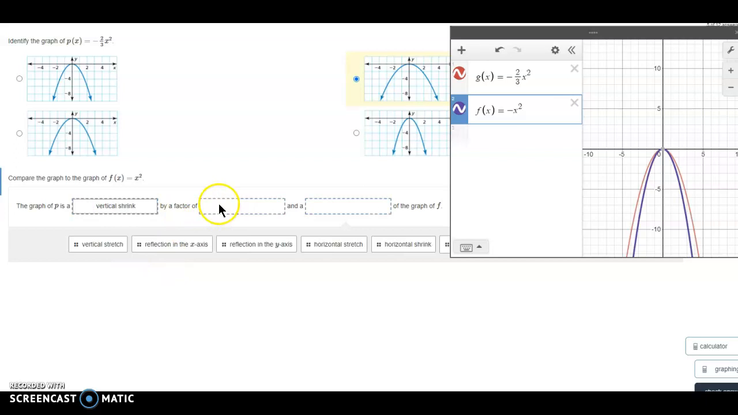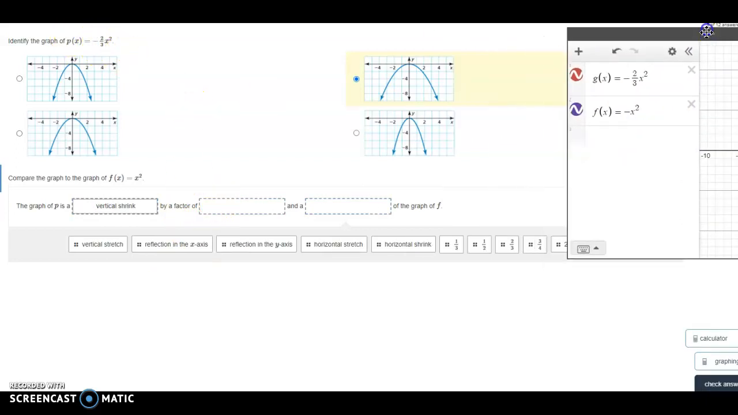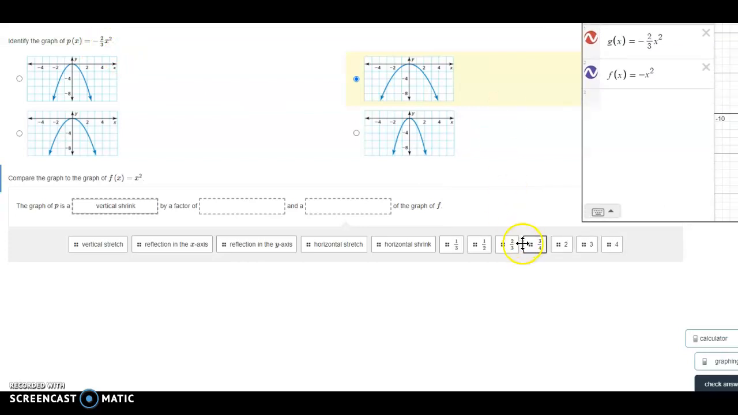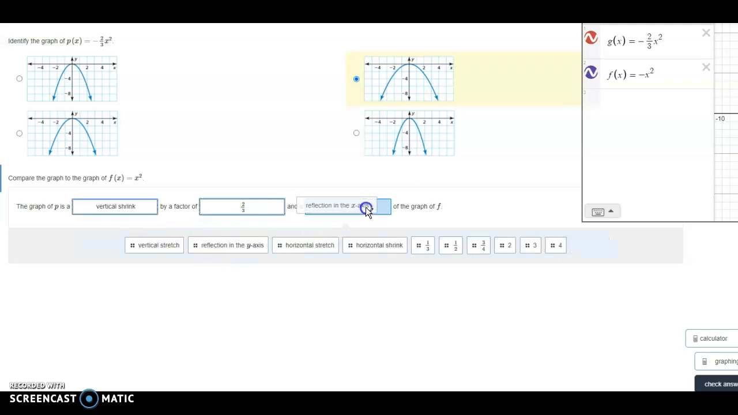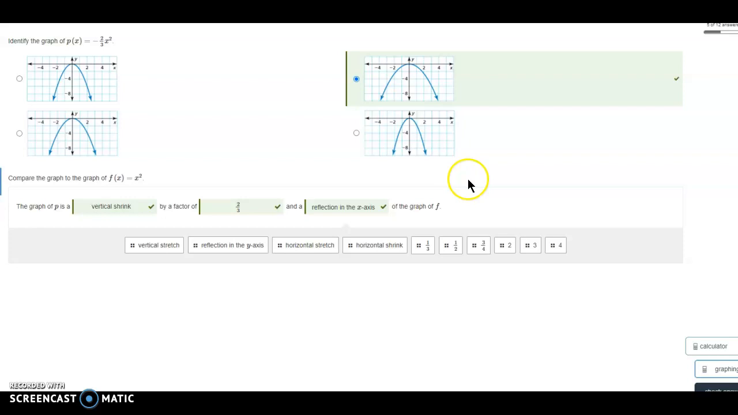By a factor of, well, it's the number in front, so 2/3. Let me move this out of the way a little bit. So it's by a factor of 2/3. It's not negative 2/3 because the negative flipped it down. The 2/3 is the thing that made it a vertical shrink. Now the negative, I just said flipped it down, but we don't call it a flip down. We call it a reflection in the x-axis. I'll check all my answers, and you can see they're all correct.